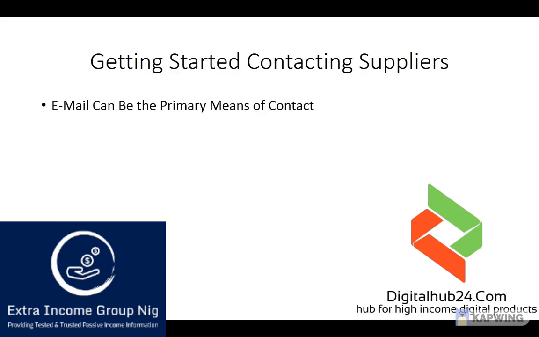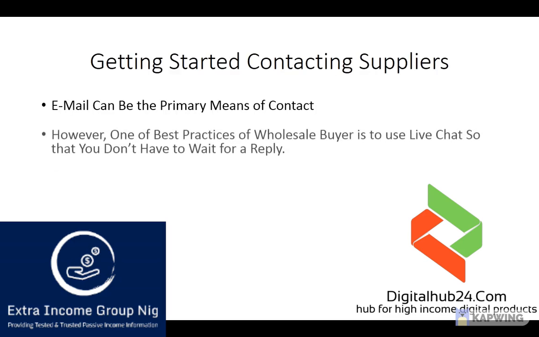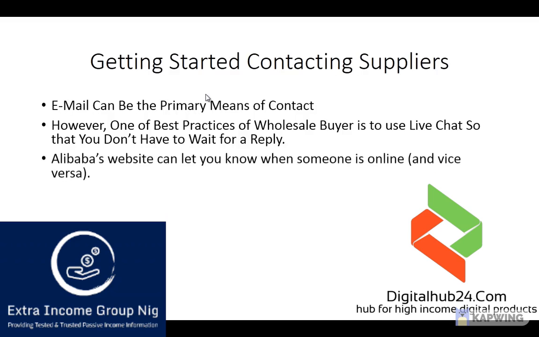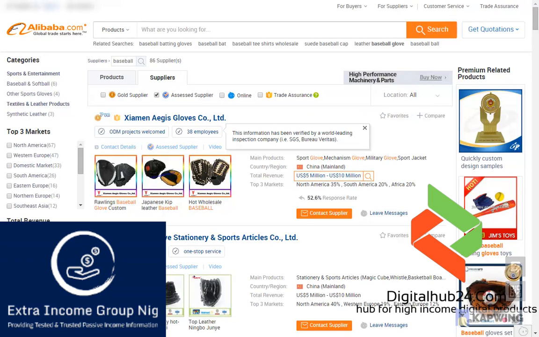Now, email can definitely be the primary means of contact, but there are some other things that you're going to want to think about. One of the best practices of wholesale buyers is to use live chat. And that's a good thing to use so that you don't have to wait for a reply. You can actually continue to move the process forward while you're online. Now, Alibaba's website can actually let you know when a supplier is online. In fact, when you're online and you're searching, you'll be able to self-select for those who are already online by clicking this box.